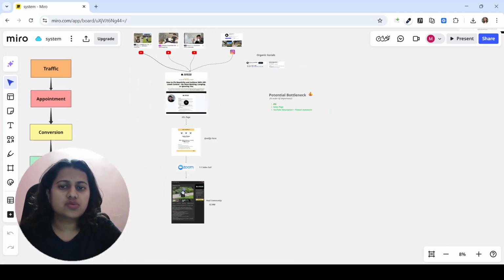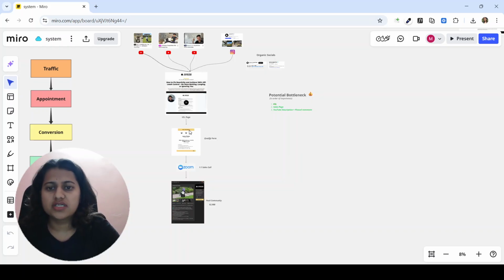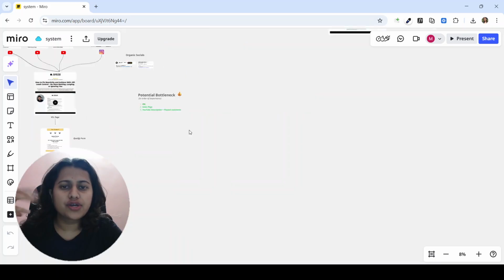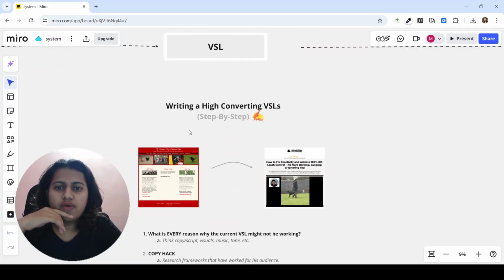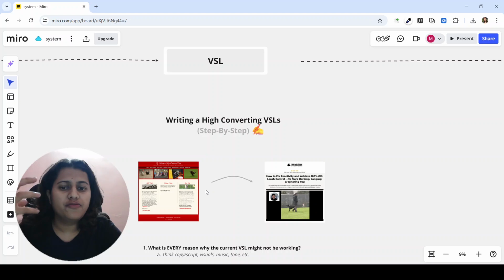Okay, so this is where the traffic was going. This is where the conversion was happening in this sales call. But appointment booking was the biggest bottleneck, where we had to find out the exact thing that was going wrong. And then we found out it was the VSL.